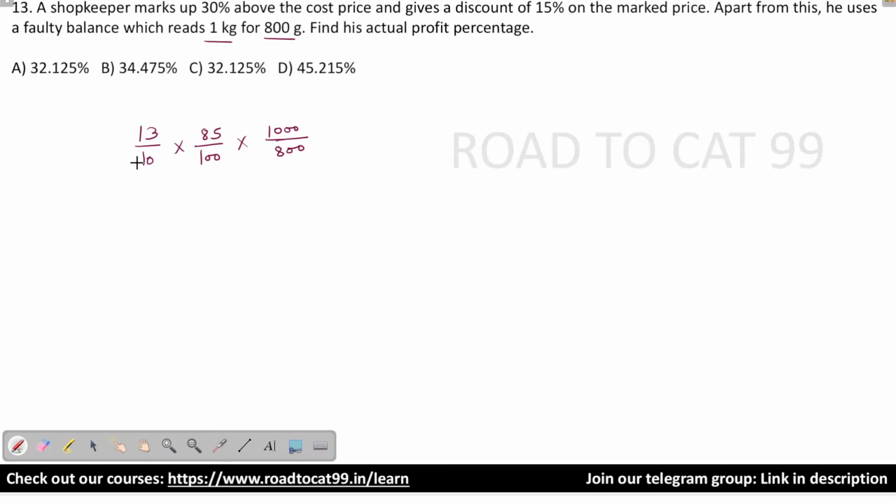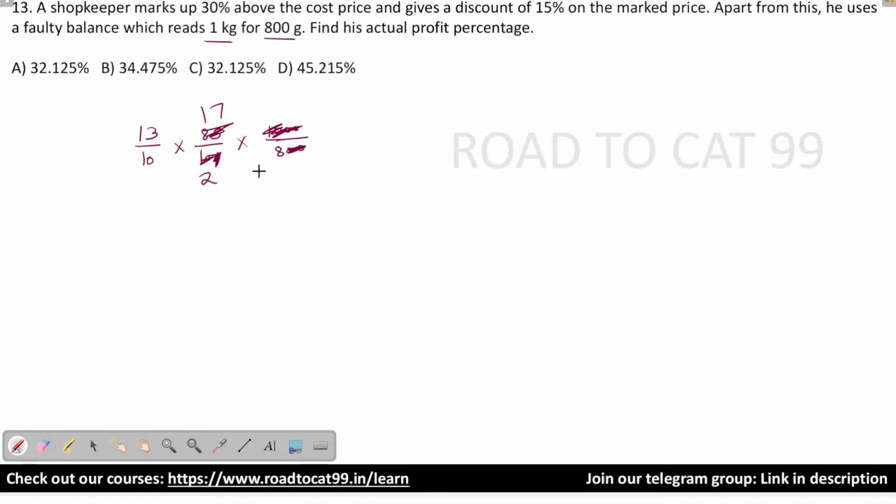Look, here a 30% increase, a 15% loss, and 1000/800, that means a 25% profit here. So the zeros got cancelled, and 10 and 10 got cancelled here. So 5 goes into 17, 5 goes into 2, right? After that, you just need to do the calculation part: 17 into 13 divided by 160, right? So let's see.